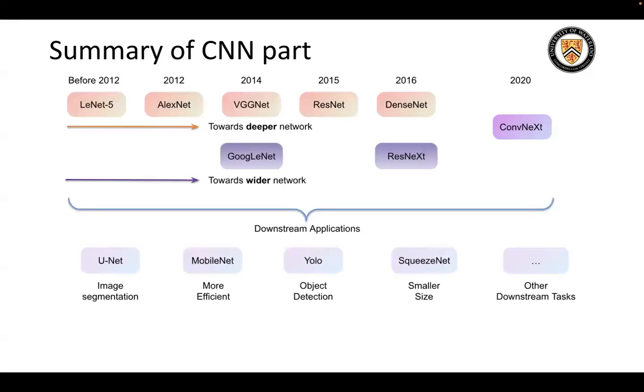And now let's look at a timeline of different types of CNN. Before 2012, we have LeNet 5. 2012, we have AlexNet. 2014, VGGNet. 2015, ResNet. 2014, we also have GoogleNet. 2016, we have DenseNet. 2020, we have ConvNeXt. And now we are going towards deeper networks and wider networks. For downstream applications, we start with UNet for image segmentation, MobileNet, which makes computation more efficient, YOLO, which is for object detection, SqueezeNet, for smaller size, and many other downstream tasks. And that's it for the CNN part of the lecture.